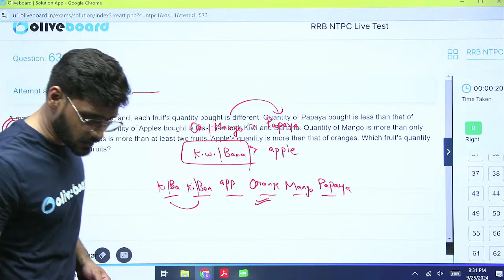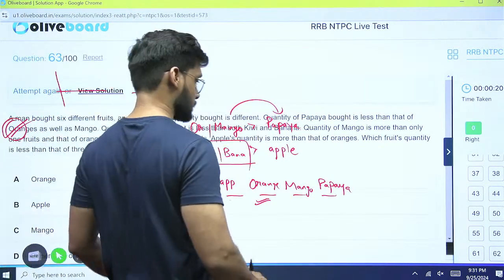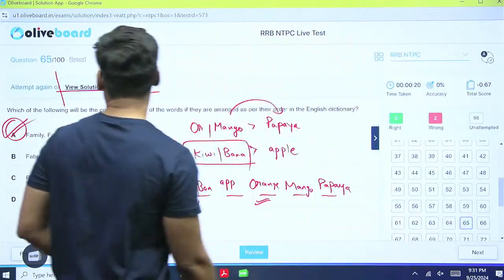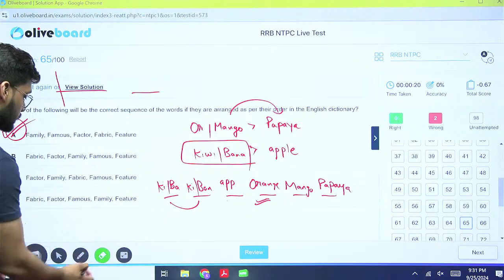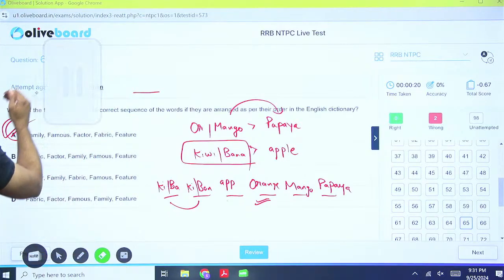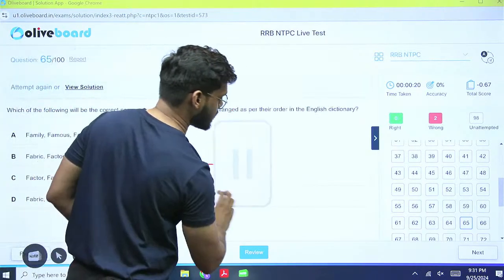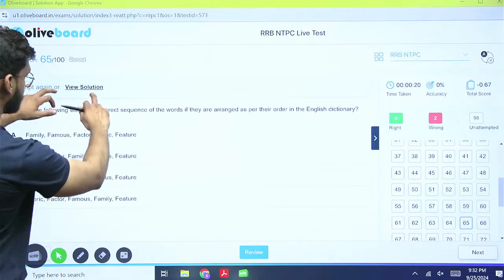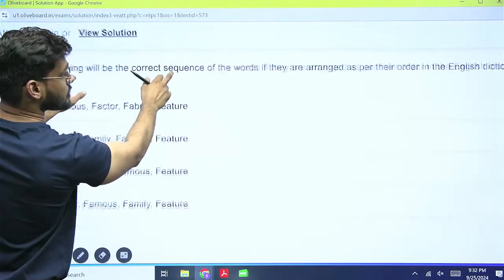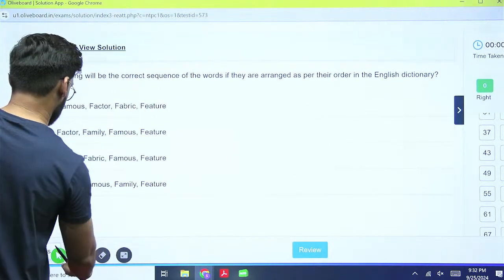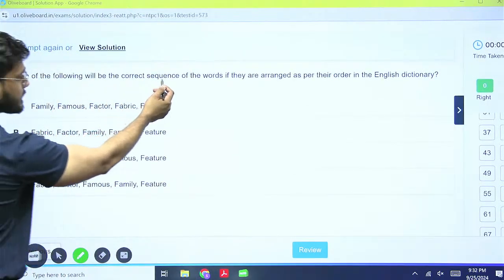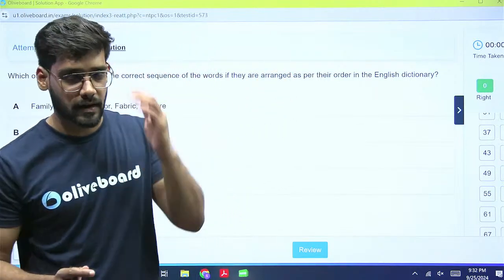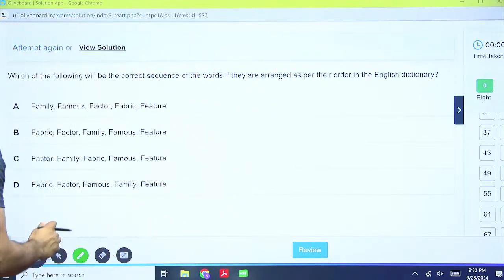Let's move on to the next question. The next question we are having is of the logical sequence of words according to the English dictionary order. So how are we going to do this one? Let's see. Which of the following will be the correct sequence of the words if they are arranged as per their order in the English dictionary? We have to arrange these words according to the English dictionary. Okay, so let's see.